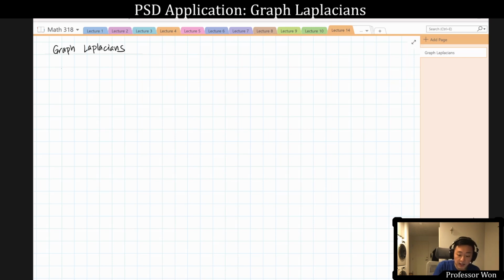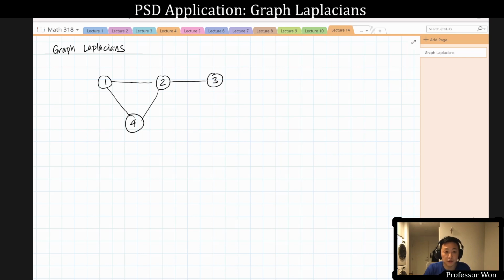A graph is just a collection of nodes and edges. So I'll draw the one from the notes. And an edge is just a pair of vertices or a pair of nodes. So our edges have no direction to them, right? So this edge is the edge 1, 2. This edge is the edge 2, 3. This edge is the edge 2, 4. And this edge is the edge 1, 4.